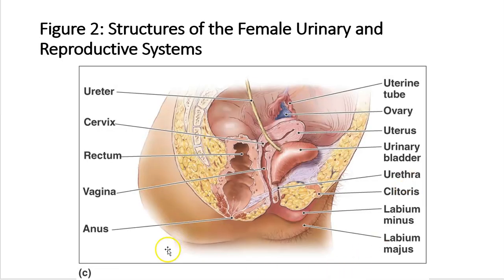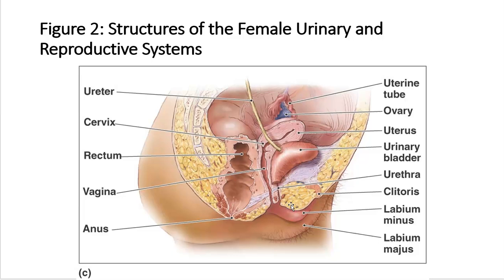So if we look at the reproductive structures of the female, you can get up in here and get an infection in here. But when you look at the urethra, it's coming here, and that is your urinary bladder. So you've got two different exit points, so you have two different entry points for microorganisms.